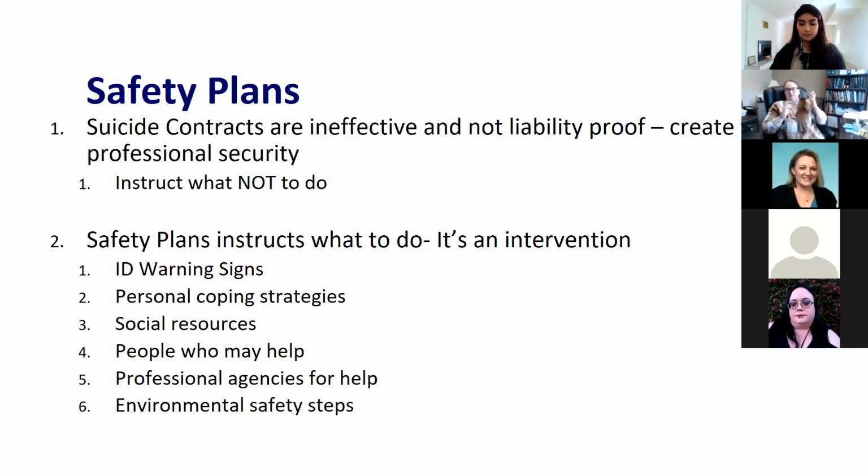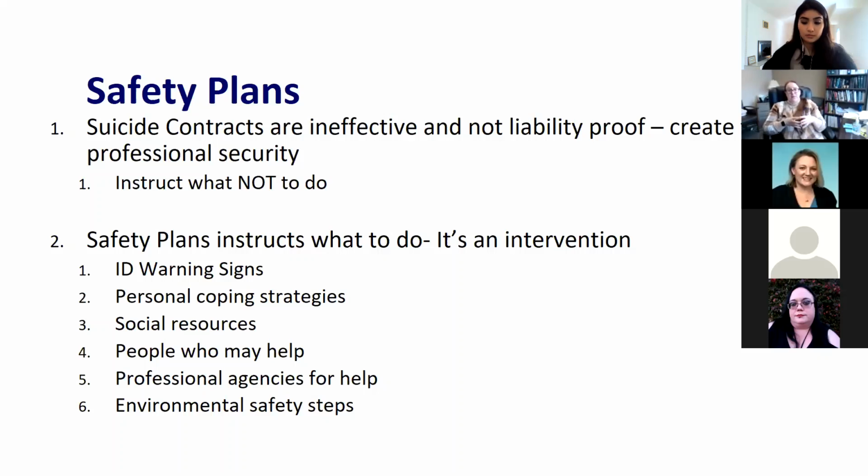They create this false sense of professional security. It's this idea that if my patient signs a form saying, I will not complete suicide this week, and they sign their name, that it gives us this sense of, well, they've agreed they won't do it, so if they do, I couldn't have predicted it, which isn't true. It's also not helpful, as we know from treating mental illness and helping people change their behavior, that we're instructing them with a suicide contract in what not to do. We're telling them, do not attempt suicide.